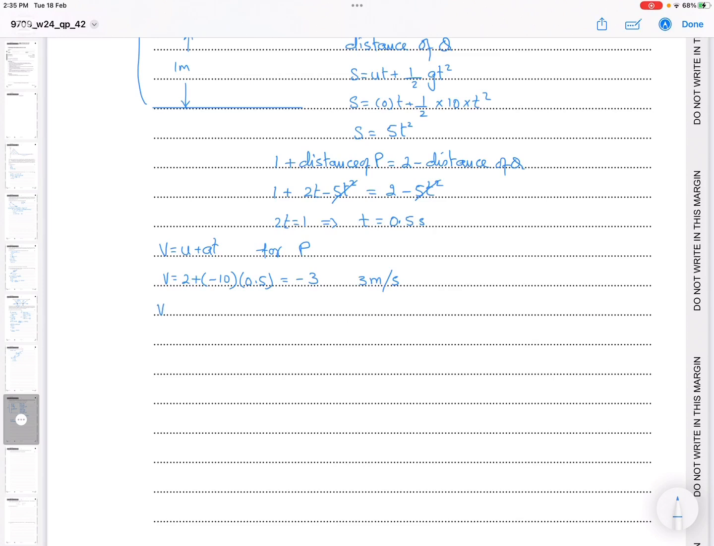Now the velocity of Q. Use again v is equal to u plus at. So initial velocity is 0 for Q, a is 10 and t is 0.5. This gives us the velocity 5 meter per second, and this is the speed of Q before collision.